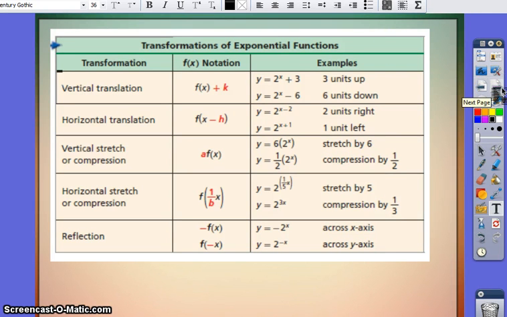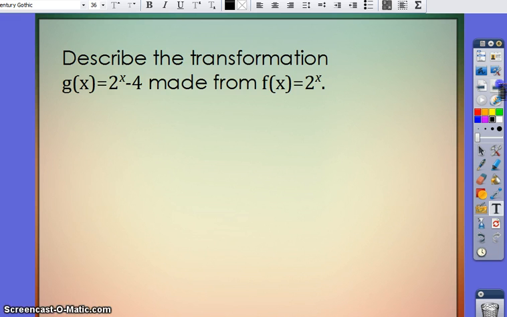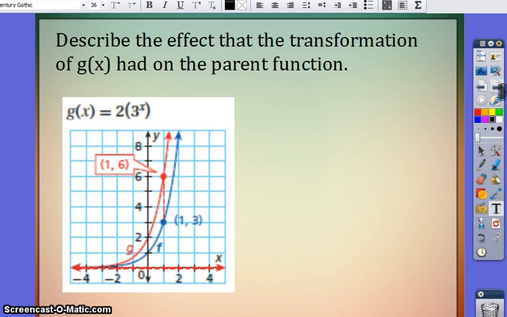Why don't we try a couple problems? I'll let you do that. Here's one, and here's another, and here's another, and here's another.